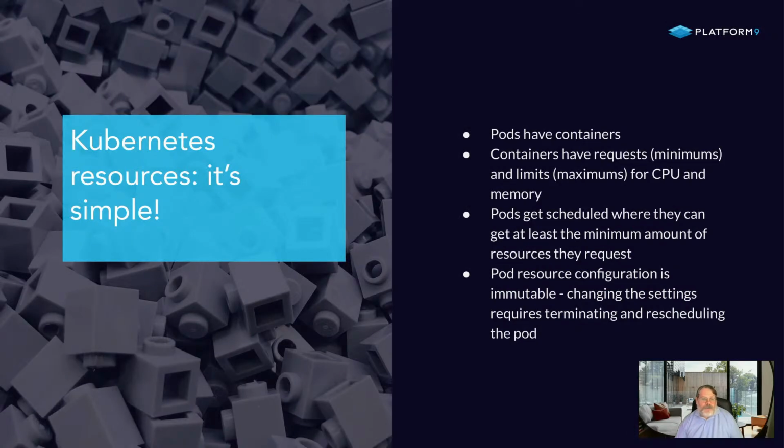So let's talk about resource management and your Kubernetes pods. It's real simple. Your pods have containers. Your containers have minimums and maximums. Kubernetes calls them requests and limits for CPU and memory. There are a few other things. You can do custom resources, but that's a little out of scope. Your pods get scheduled where they can get at least the minimum amount of resources they request. And that pod resource configuration is immutable. The only way to change that is to terminate that pod and then restart a new pod with the updated resource settings. So real simple.